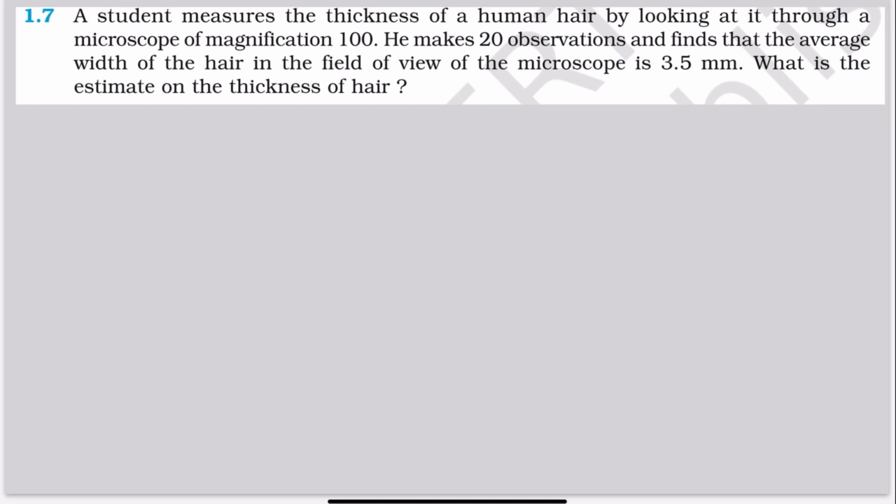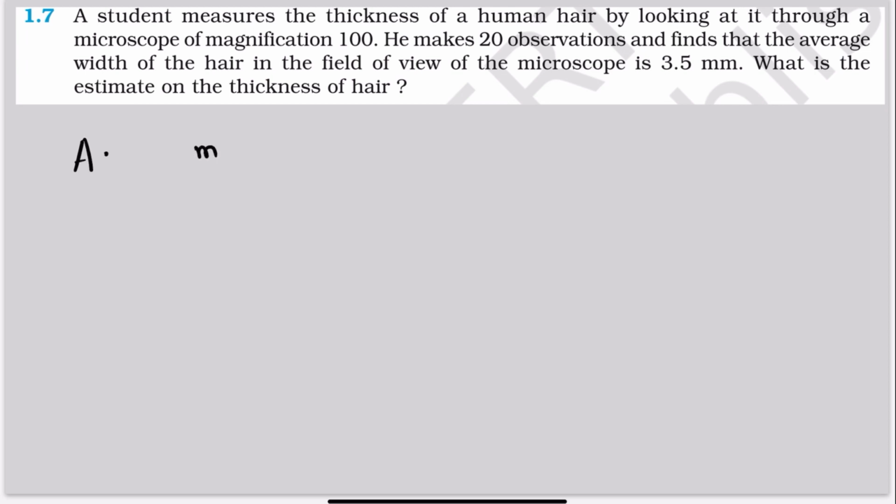This is the question. Now you can see carefully that the data of 20 observations is given here, but this is meaningless because he has already taken the average of these 20 observations and found that the reading is 3.5 mm. So now the question can be reframed as: a student has measured 3.5 mm with a microscope having a magnification of 100. The data 20 is not required at all here. Now what is the actual reading of the microscope? Let me solve this question.